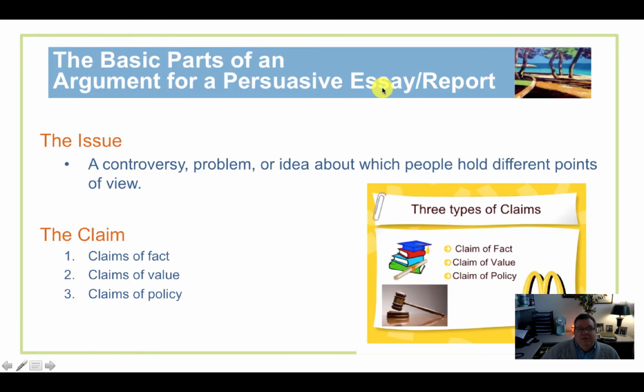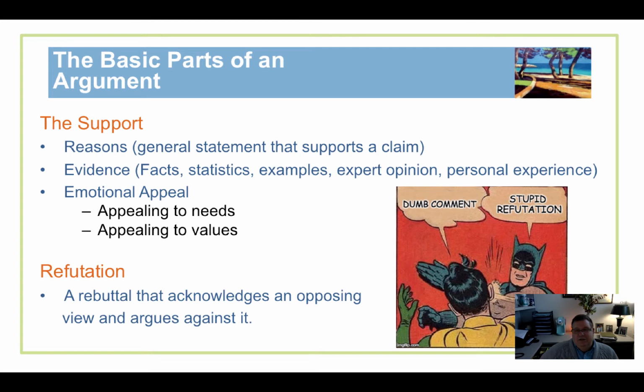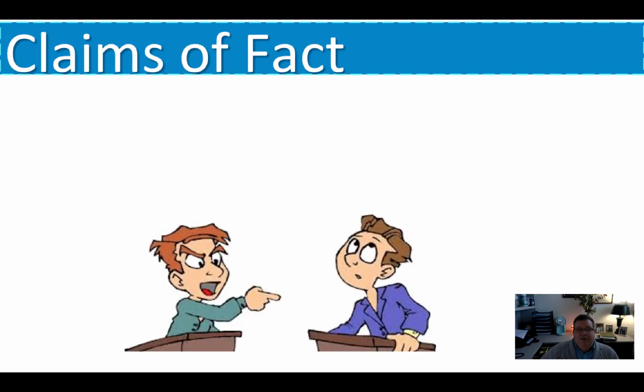All right, so the basic parts of an argument. First, we have what we call the issue, and that's your topic, the controversial issue or problem, which is going to hold different points of view. There are three types of claims that can be made, and what I want you to do is you will have to pick one to actually use in your paper. There is the so-called claim of fact, claim of value, and claim of policy. Besides the claim, you need support, which are reasons and evidence, and lastly, I want you to have refutation.